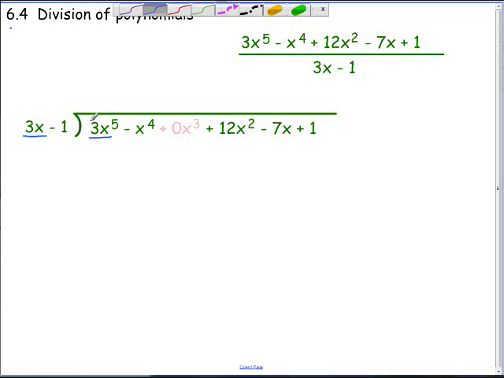So, I need x to the 4th, don't I? Positive x to the 4th will give me 3x to the 5th when I multiply it by 3x, and I'll have a negative x to the 4th. This gives an interesting result, doesn't it? Like an earlier problem, zeros everything. That means that I'm going to have to bring both of these down this time. So I've got 0, x to the 3rd. Notice we put a placeholder in because we had 5, 4, no 3, 2, 1, 0.